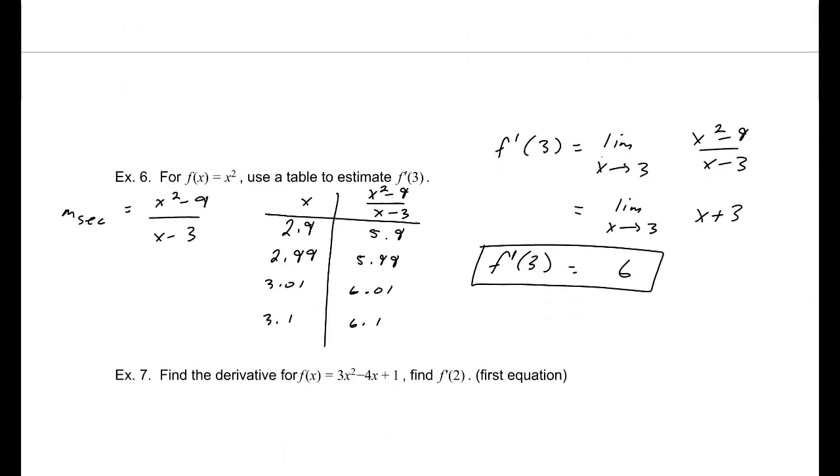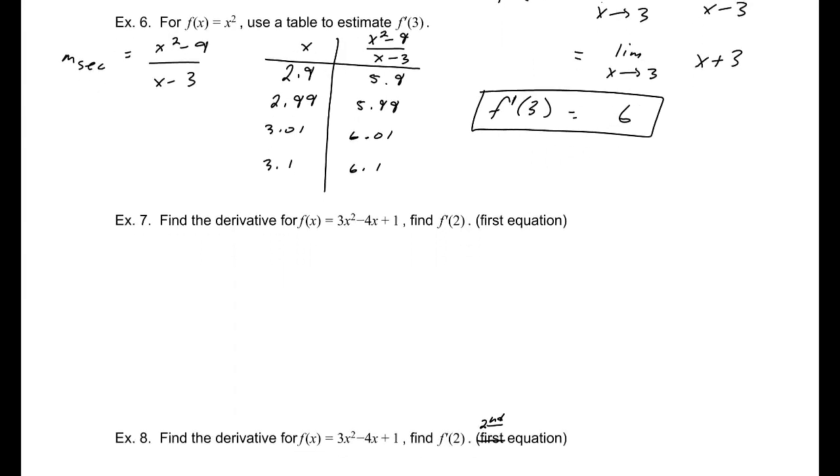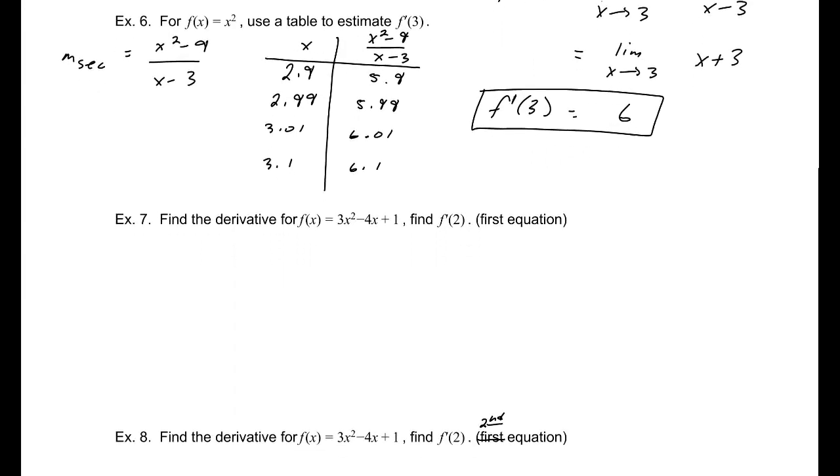All right, number 7, find the derivative of f of x equals 3x squared minus 4x plus 1. And we want to find f prime of 2 specifically. So we'll use our first equation here. That would be the slope, and we're using a is 2. So really we have a point, 2 comma 12 minus 8, that's 4, that's 5.